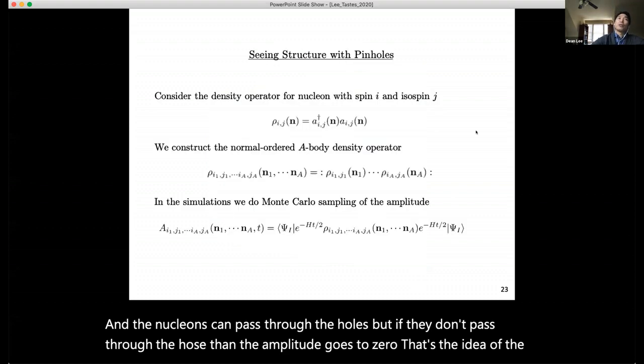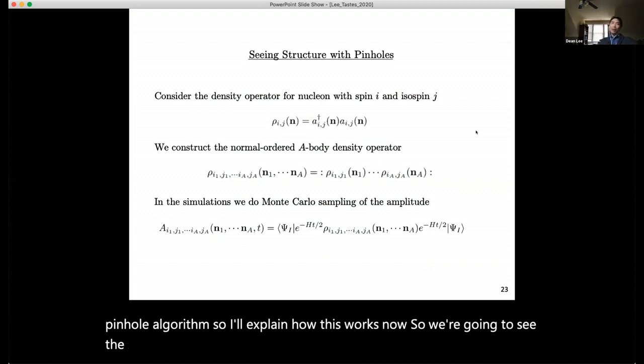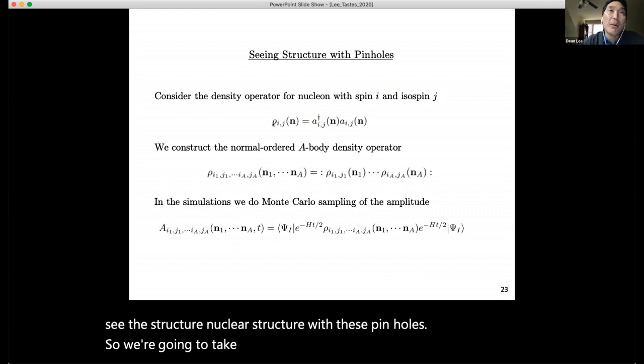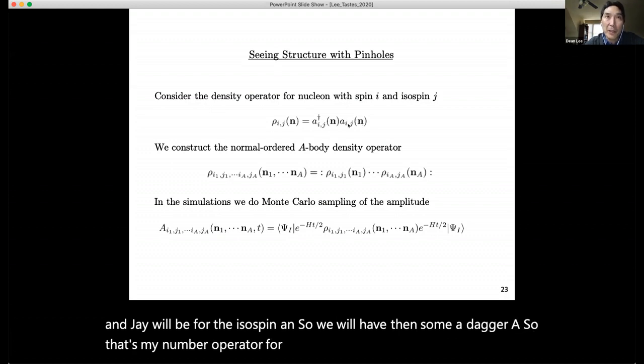So I'll explain how this works now. So we're going to see the nuclear structure with these pinholes. So we're going to take a nucleon density operator. So I will be for the spin, and J will be for the isospin. And so we'll have then some A dagger A. So that's my number operator for spin I and isospin J.